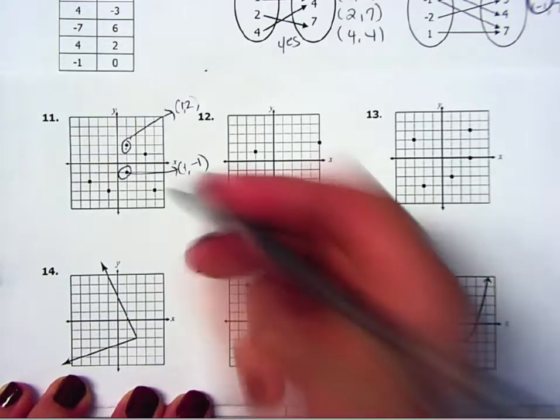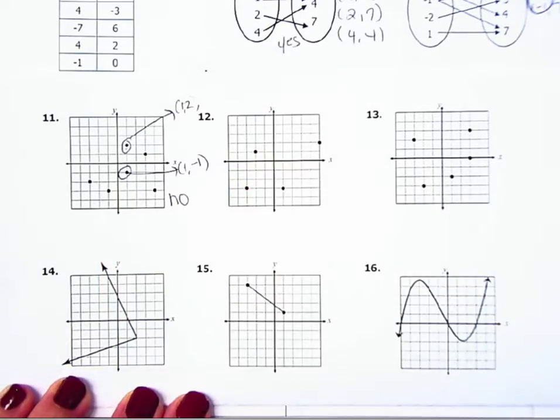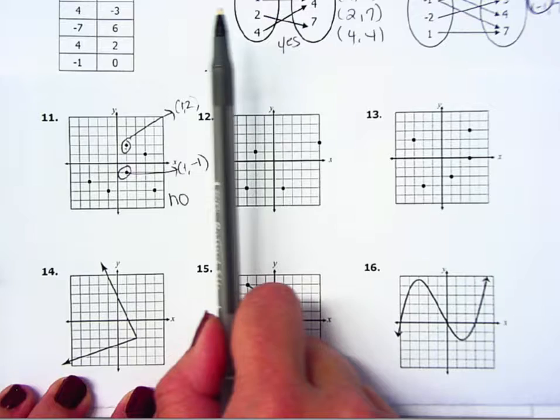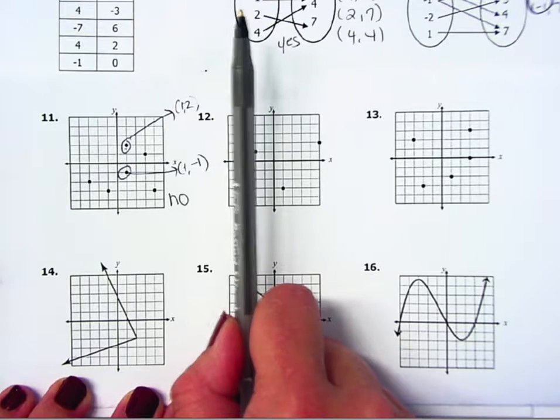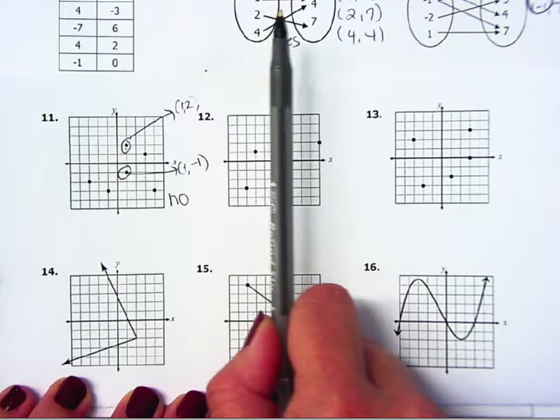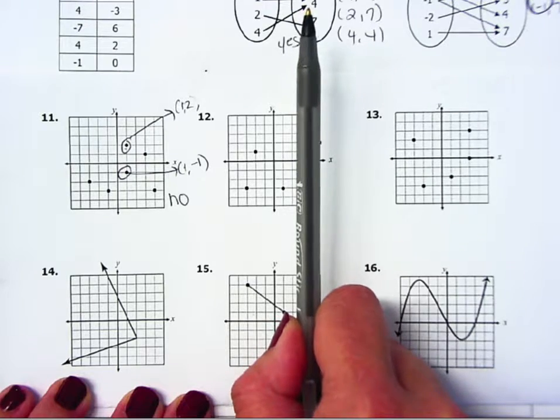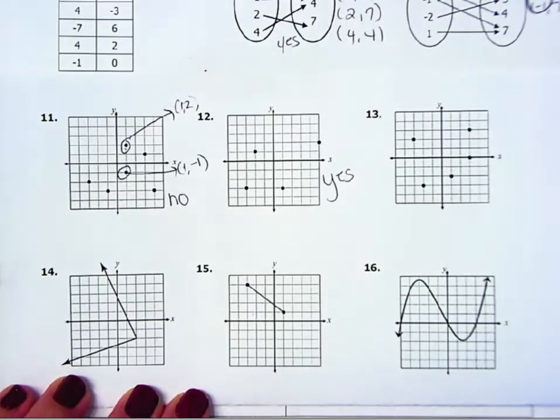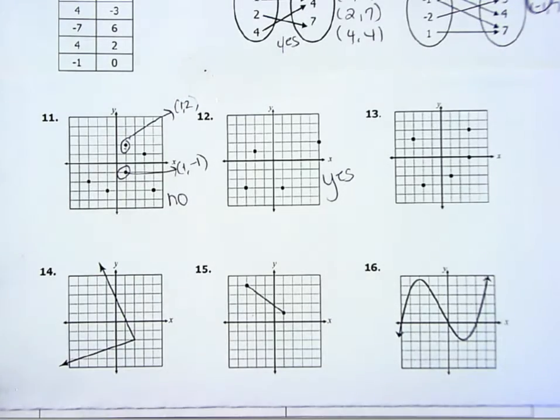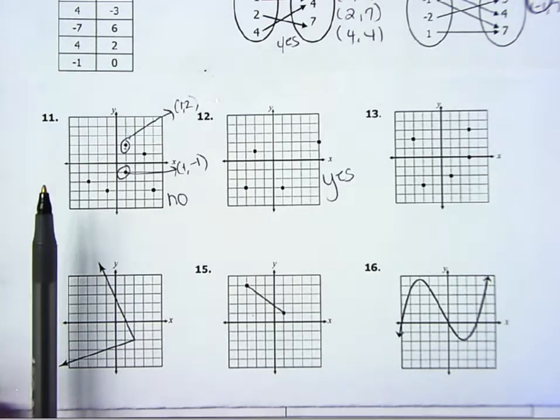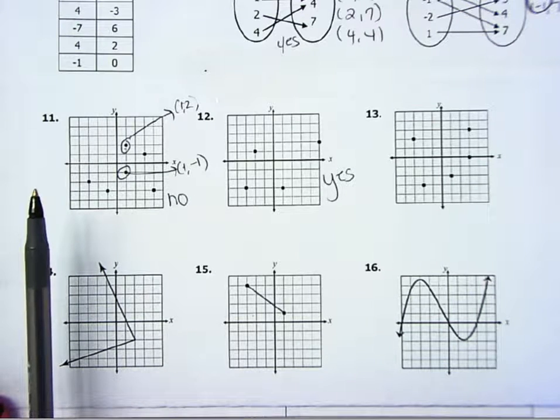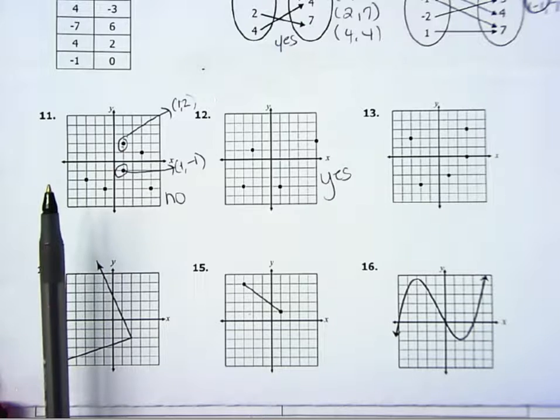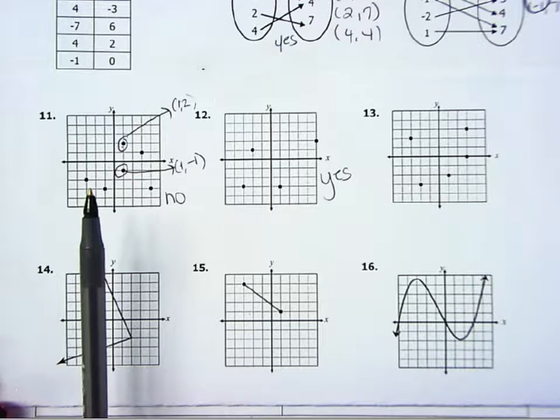So if you hit the graph at more than one spot as you're scanning, then it would not be a function. In number 12, as I scan across, at no point am I going to hit more than one point on the graph, so that one would be a function. I'll leave number 13 up to you, but now let's take a look at 14. Number 14 is a continuous graph. We have arrows on both ends.